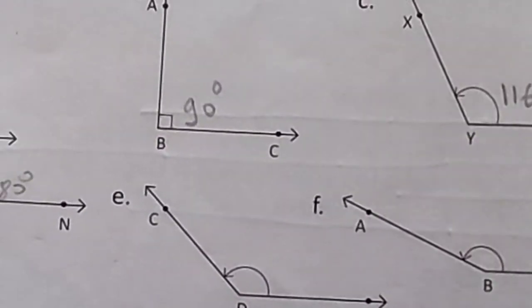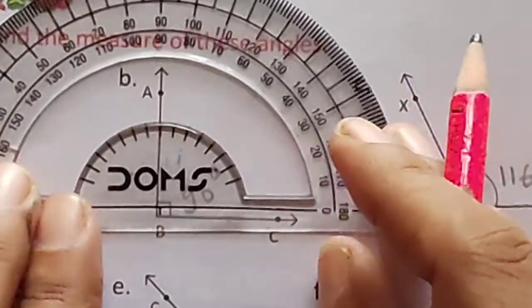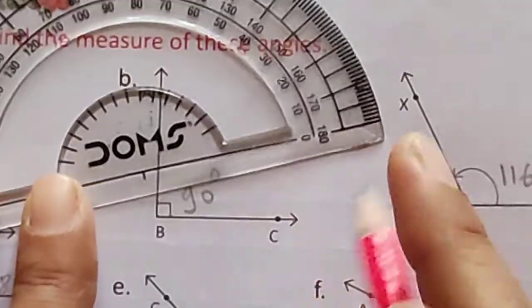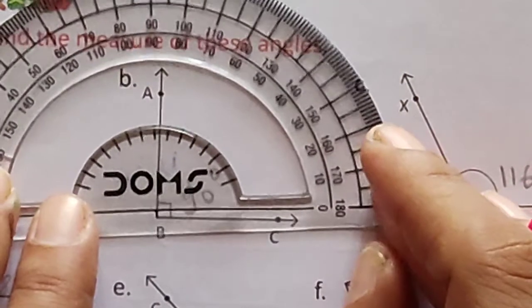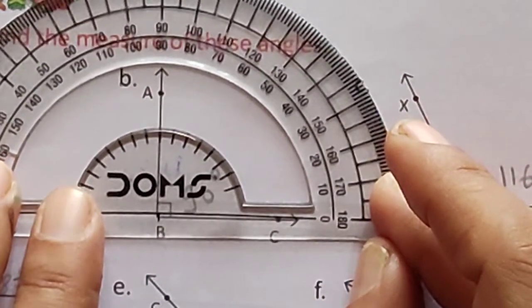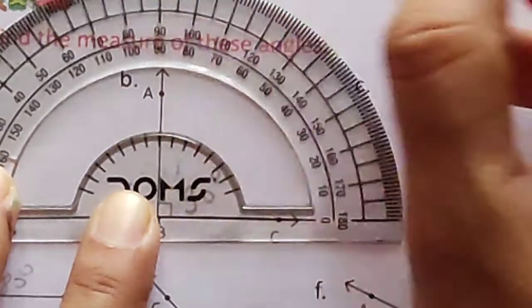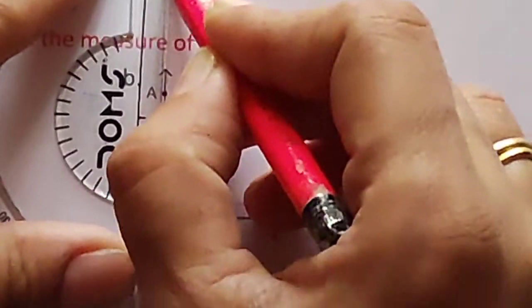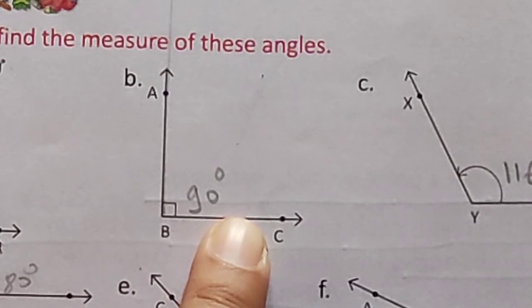Again see, this is a 90 degree angle. How to find it? Suppose this is your center point, B is the vertex. So on the vertex you have to put the center point, and the baseline is on the line segment. So you have to put it. Then see here, this is a straight line, it will come here. Suppose you have to increase the line here, then you will get a clear idea. So we get a 90 degree angle here.